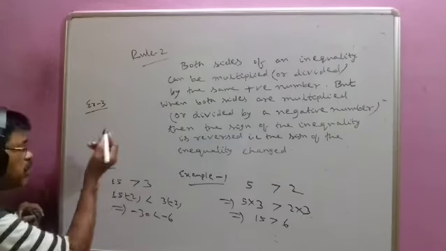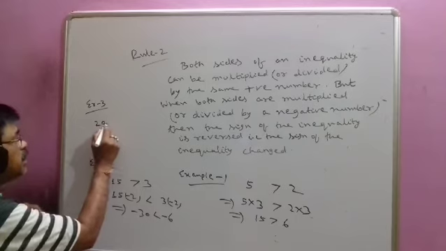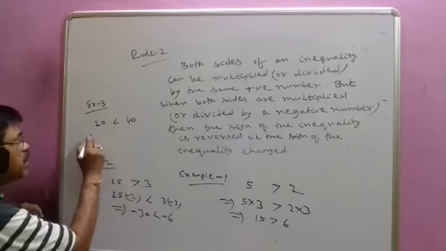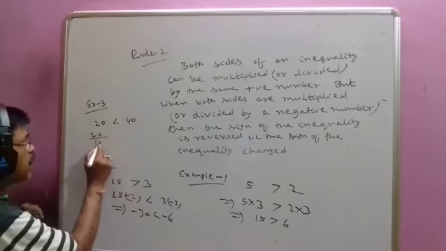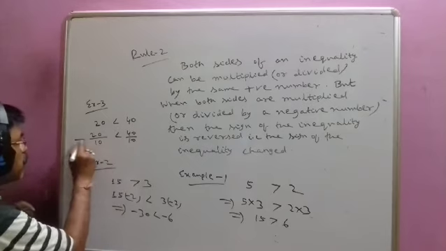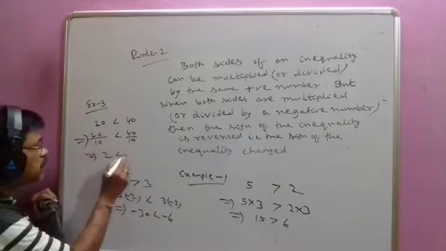Suppose I tell you one example: 20 is less than 40. Suppose I divide by 10 on both sides. So I can say 20 by 10 is less than 40 by 10, because this is a positive number. I am dividing by a positive number, so the inequality sign remains the same. This is 2 less than 4.